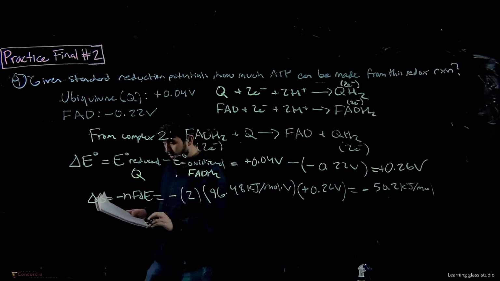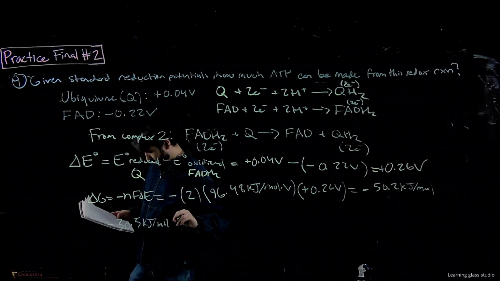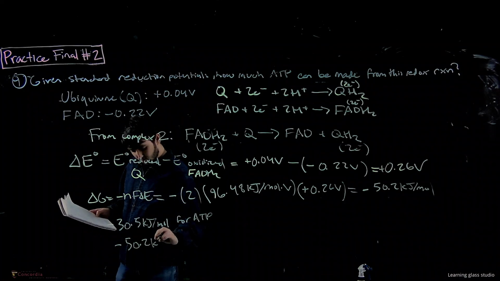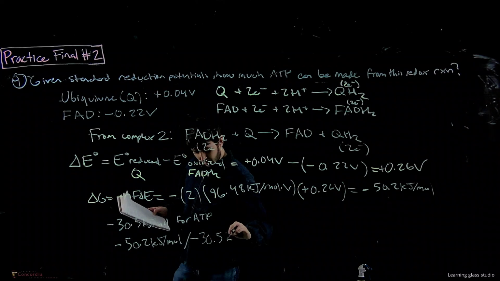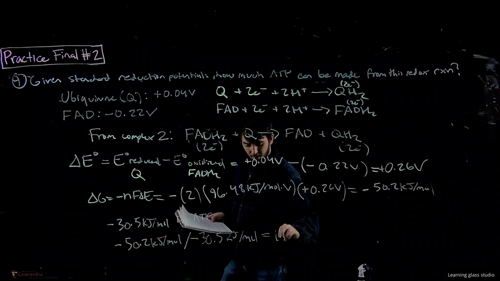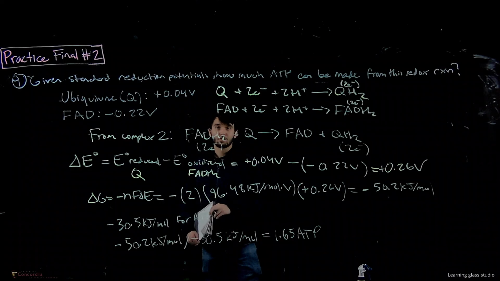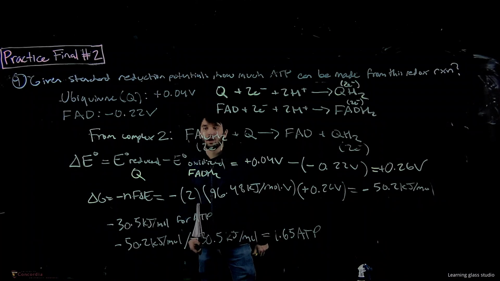All right, and then we know from earlier negative 30.5 kilojoules per mole for ATP. So we get the number of ATP produced is negative 50.2 kilojoules per mole divided by negative 30.5 kilojoules per mole. And the result is 1.65 ATP. So what this is showing is that through complex 2, through the transfer of 2 electrons here from FADH2 to Q, we generate 1.6 ATP.